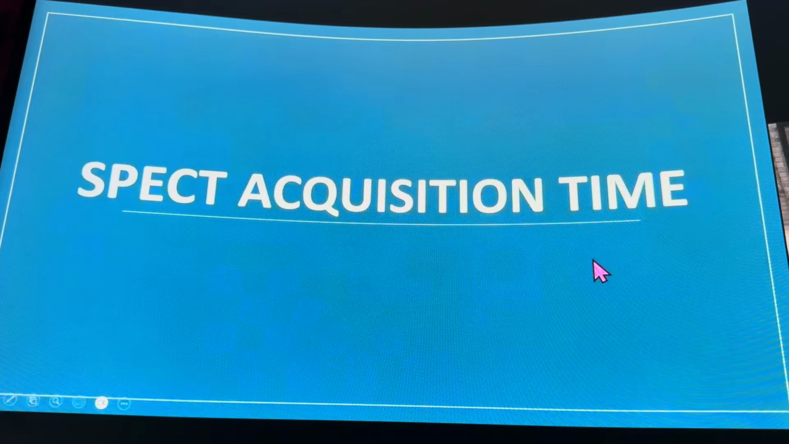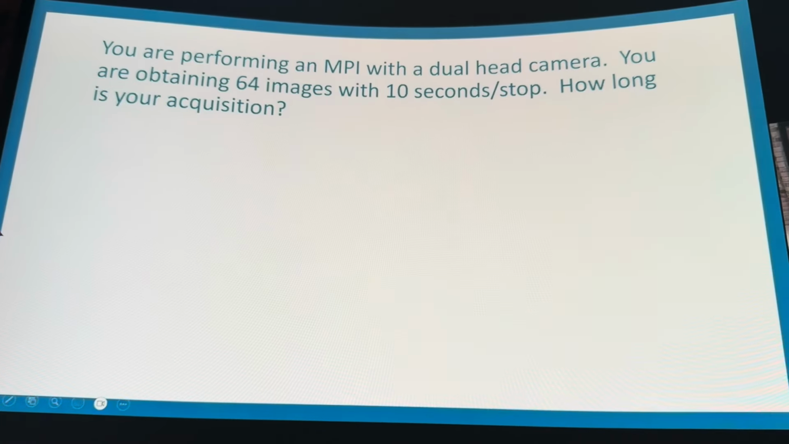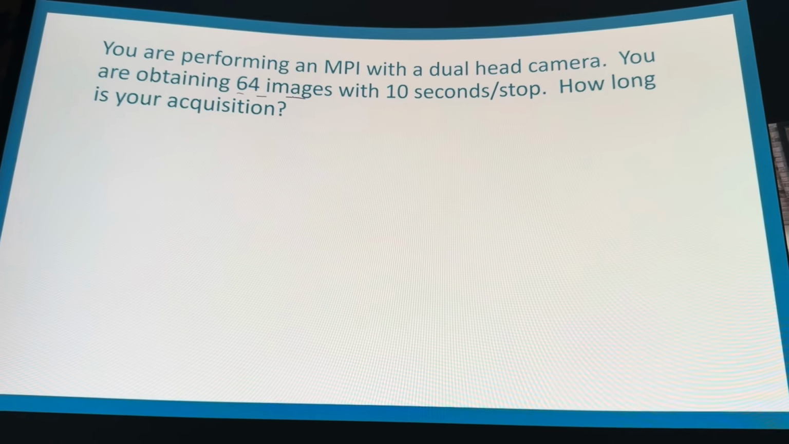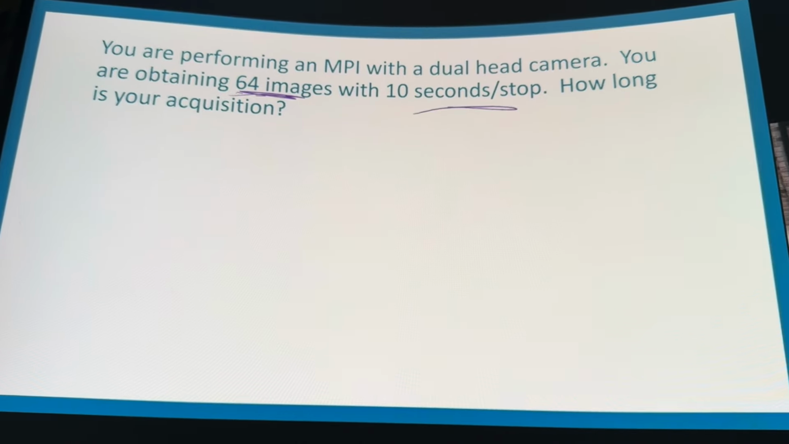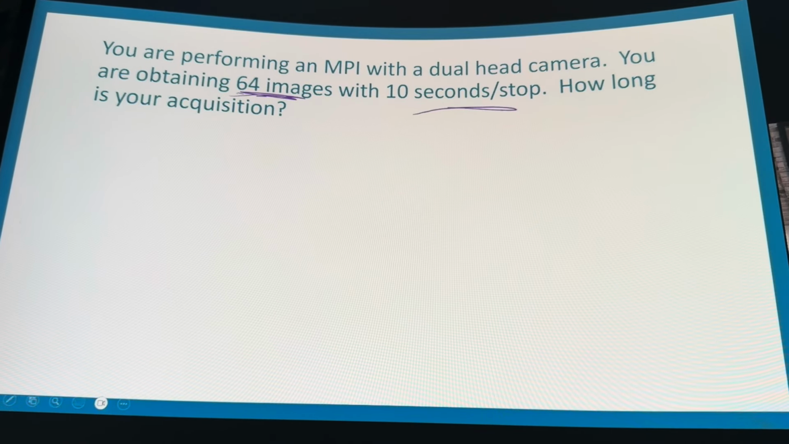All right, expect acquisition time. I think that's the last one in this section. Then we have to do time, distance, and shielding. Expect acquisition time. You're performing an MPI with a dual-headed camera. You're going to get 64 images, 10 seconds per stop. How long is your acquisition?